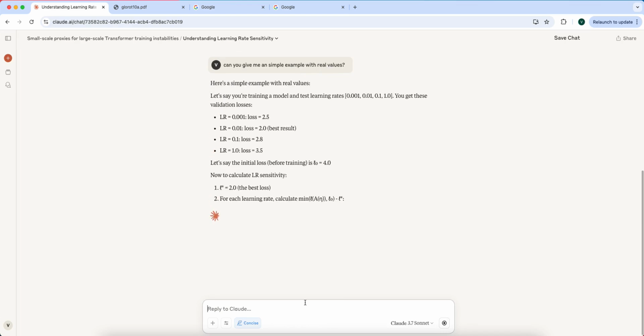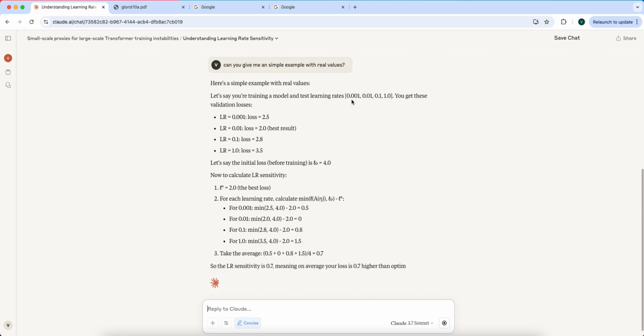All right, so we're training a model with 4 different learning rates: 1e-3, 1e-2, 1e-1, 1e0. You get these validation losses: 2.5, 2.0, 2.8, 3.5. So the best learning rate is 1e-2, and the loss is 2. Let's say the initial loss before training is 4.